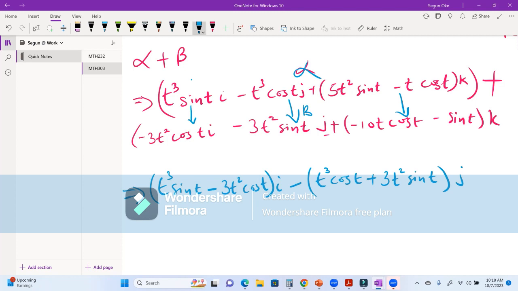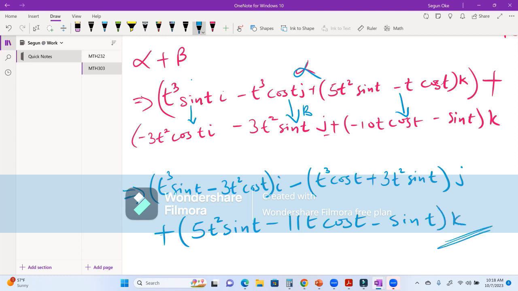Then the last one, let's see which one can be added together. Is there anything? Let's see. Plus 5t squared sine t. We have 10t here, minus 10t plus 10t here. We can add it together. It will be 11 minus 11t cos t minus sine t. Okay, that is your final answer.